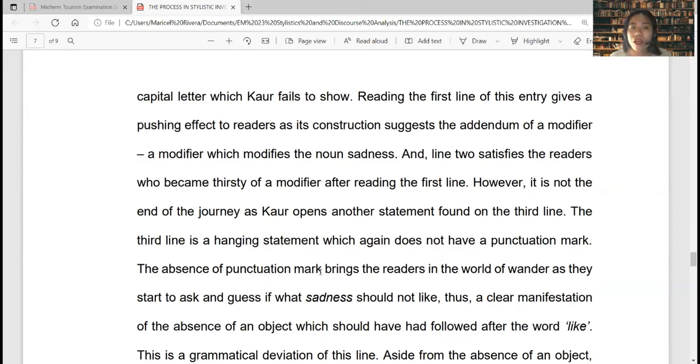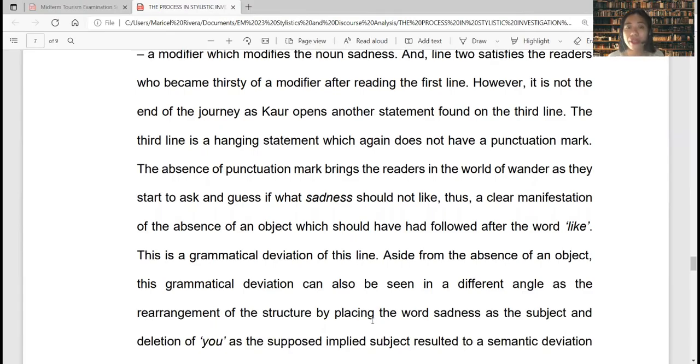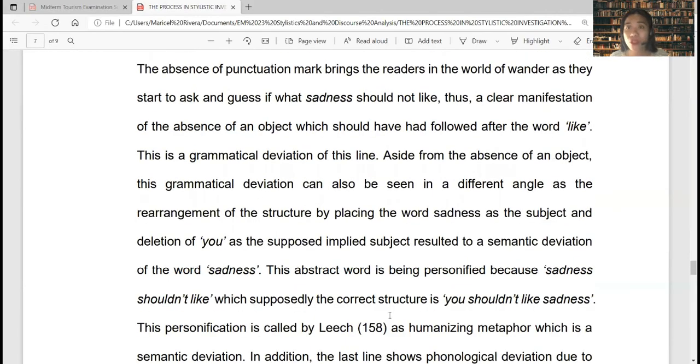The absence of punctuation mark brings the readers in the world of wonder. Nag-wonder na ang mga reader, no, as they start to ask and guess what sadness should not like. Thus, a clear manifestation of the absence of an object which should have followed after the word like. Okay, so this is a grammatical deviation of this line. Aside from the absence of an object, this grammatical deviation can also be seen in a different angle as the rearrangement of the structure by placing the word sadness as the subject and deletion of you as the supposed implied subject resulted to a semantic deviation of the word sadness.